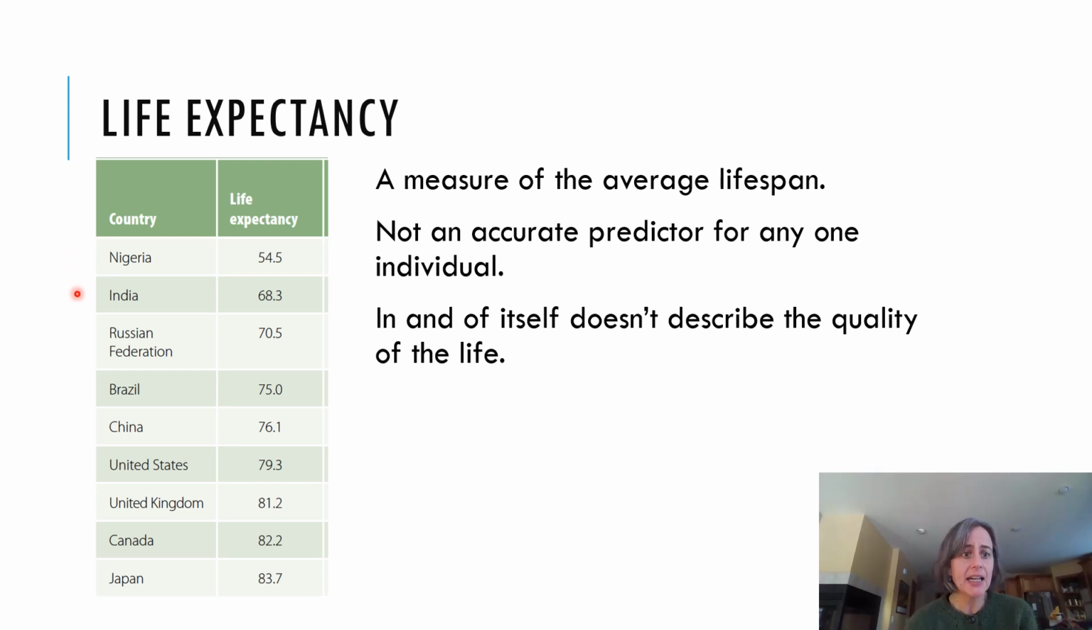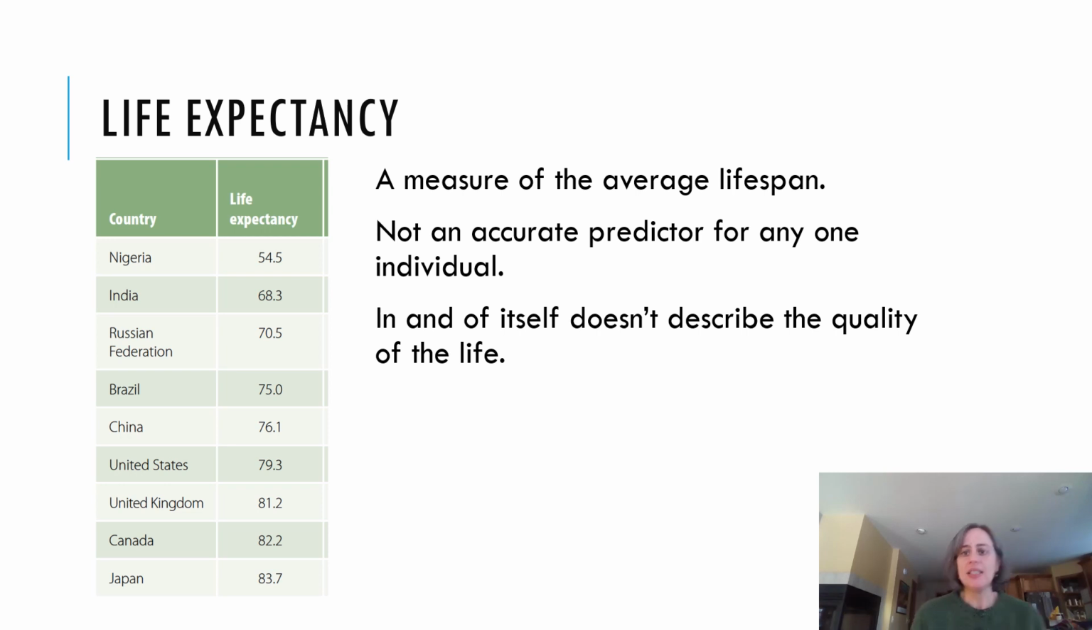And then we see India, the Russian Federation, Brazil, China, and here's the United States. So it's 79. We're a really high resourced country. But among similar nations, we're actually kind of low. Here's the United Kingdom, 1 to 2 years higher than ours. Canada, higher. Japan, quite a bit higher. So we can see that there are differences in different countries. Is that because people are genetically or biologically different? No, it's mostly those other determinants of health. They're going to be different in different places.